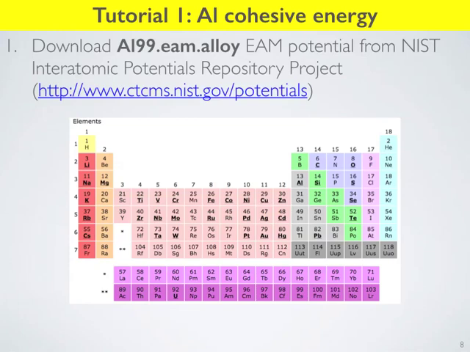Al99.eam.alloy. Once you've clicked on aluminum, maybe you just want to use the find command, so Control F, type in Al99.eam.alloy, and it will find you the right potential. Just be a little bit careful because there are a lot of potentials that are named very similarly, so make sure you do get the right one.